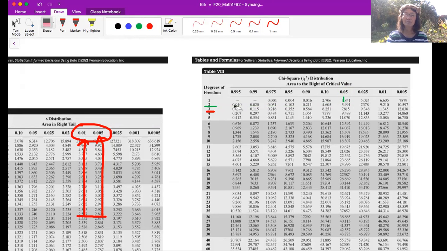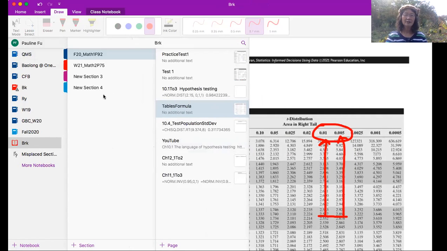So let's go to the table to find this critical value. Locate the degrees of freedom, which is 2, and then alpha 0.01 here. The intersection between row 2 and this alpha is 9.210. This is the critical value. So this is how to use the table.